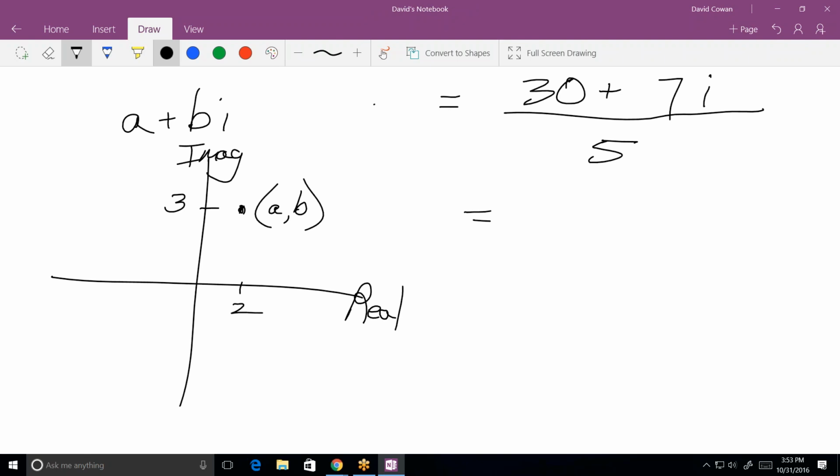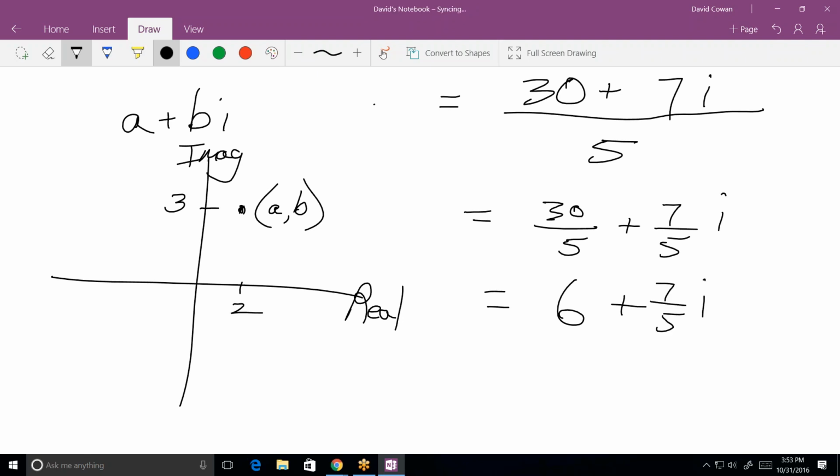But once I've turned it into a plus bi format, it becomes 30/5 plus 7/5 i. Now that becomes 6 plus 7/5 i. And that's actually your proper answer. You might get full credit from that answer if you gave it on a test. It depends on how picky your teacher is about putting it into a plus bi format.